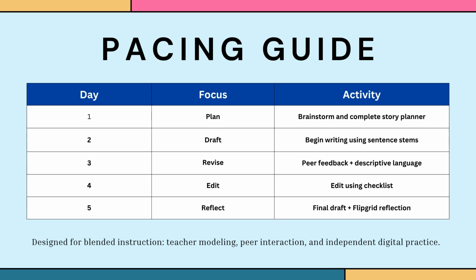The pacing plan follows a week-long structure. On day one, students plan using a My Story Plan organizer. On day two, they begin drafting with teacher support. On day three, students revise using peer feedback. Day four is focused on editing, and on day five, students reflect and share their writing. This module blends synchronous teacher guidance with asynchronous practice using digital tools.